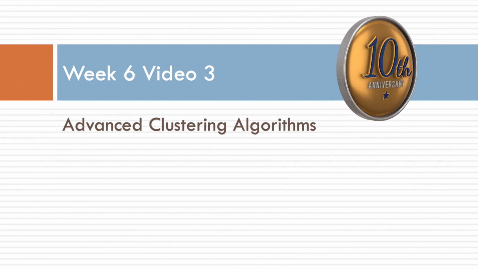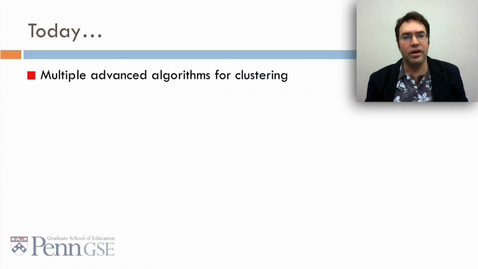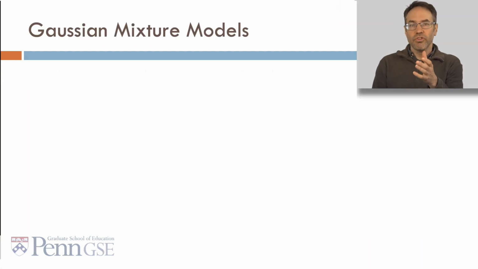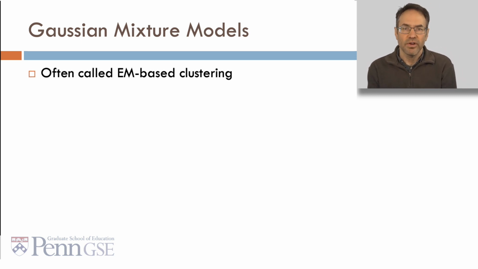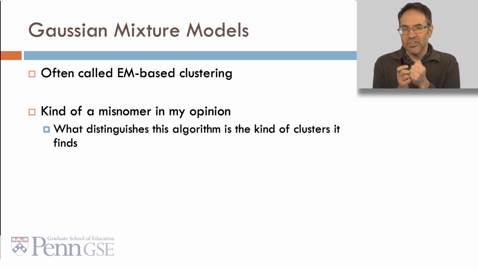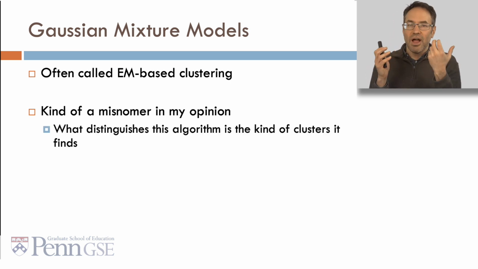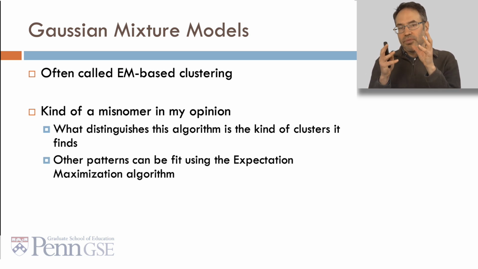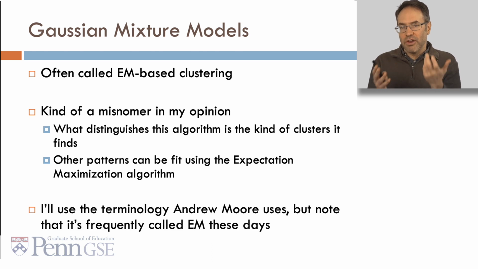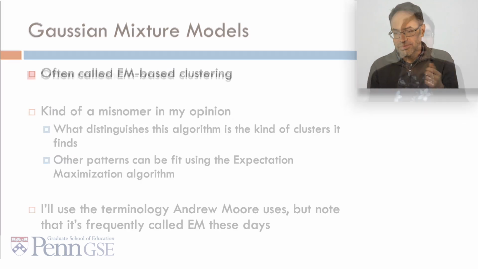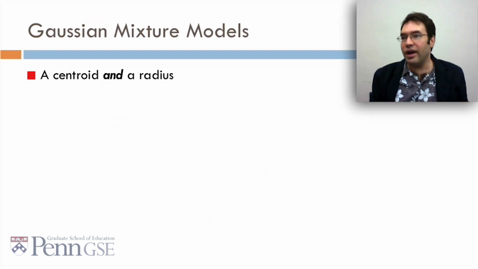Today we're going to talk about advanced clustering algorithms. Now, there's a lot of algorithms for clustering beyond k-means. So we'll start with Gaussian mixture models, which are often called EM-based clustering, which is kind of a misnomer because what distinguishes this algorithm is the kind of clusters it fits, and lots of other patterns can be fit using expectation maximization. I'll be using the terminology, therefore, that Andrew Moore uses, Gaussian mixture models, but note that it's frequently called EM these days.